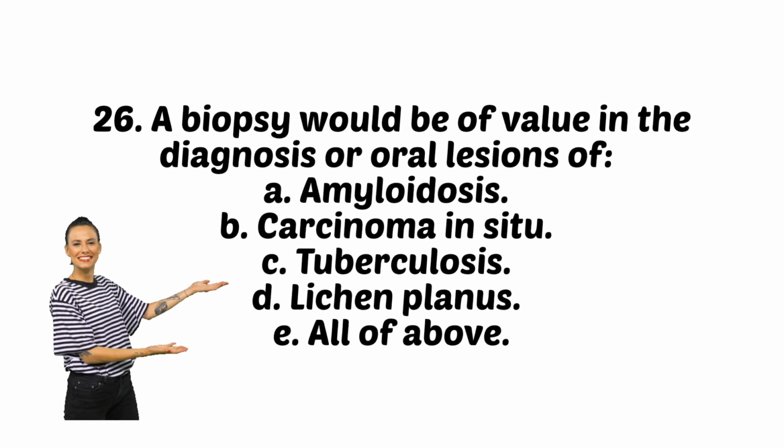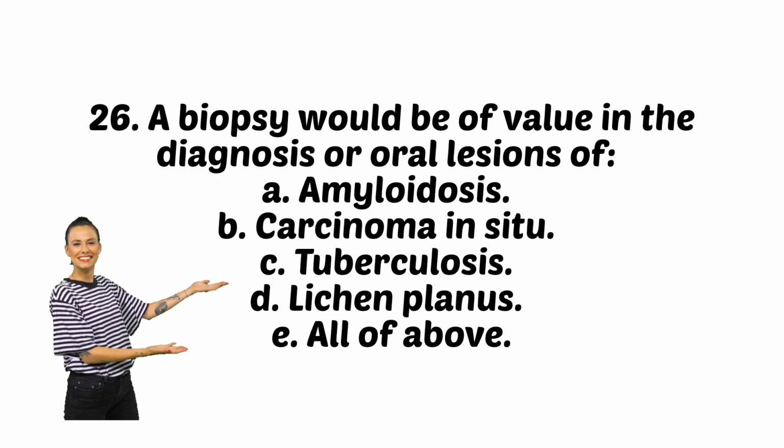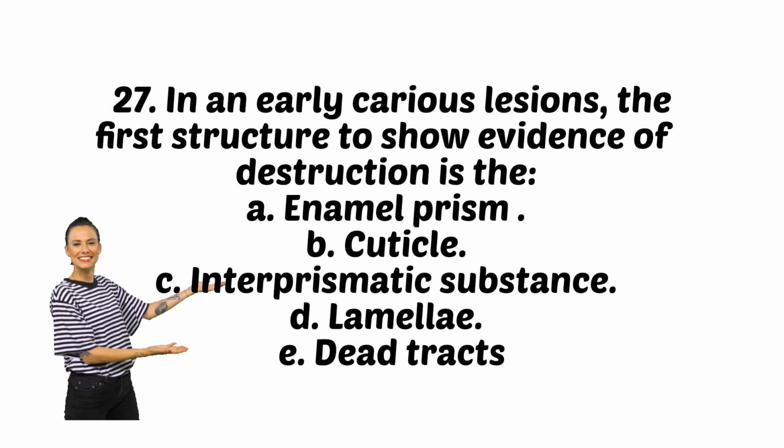Leukocytosis. 26. A biopsy would be of value in the diagnosis of oral lesions of A. Amyloidosis. B. Carcinoma in situ. C. Tuberculosis. D. Lichen planus. E. All of above. Option E is correct. All of above. 27. In early carious lesions, the first structure to show evidence of destruction is the A. Enamel prism. B. Cuticle. C. Interprismatic substance. D. Lamellae. E. Dead tracts. Option C is correct.